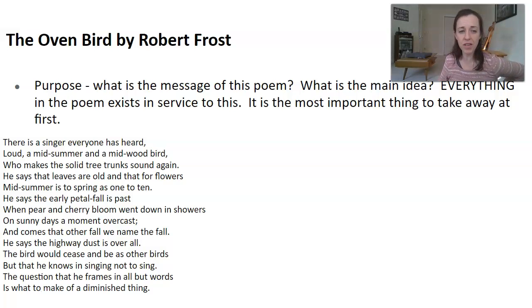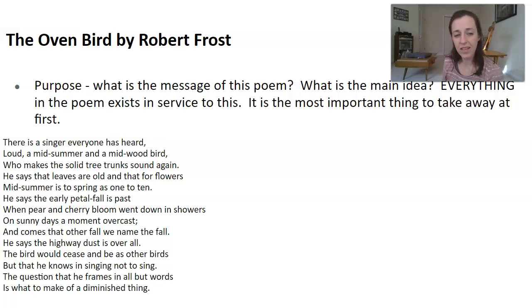There is a singer everyone has heard, loud, a midsummer and midwood bird, who makes the solid tree trunk sound again. He says that leaves are old and that for flowers, midsummer is to spring as 1 to 10. He says the early petal fall is past, when pear and cherry bloom went down in showers, on sunny days a moment overcast. And comes that other fall we name the fall. He says the highway dust is over all.